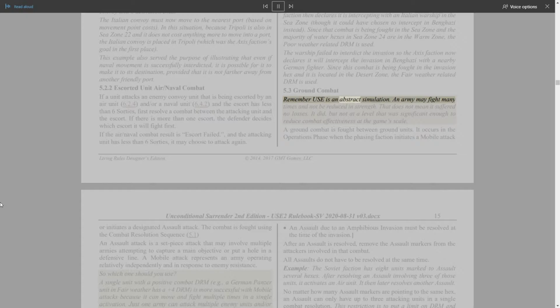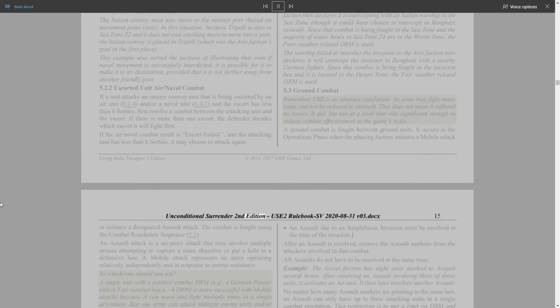Remember, Unconditional Surrender is an abstract simulation. An army may fight many times, and not be reduced in strength. That does not mean it suffered no losses. It did, but not at a level that was significant enough to reduce combat effectiveness at the game scale. A ground combat is fought between ground units. It occurs in the operations phase when the phasing faction initiates a mobile attack.